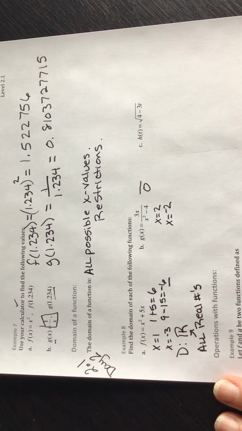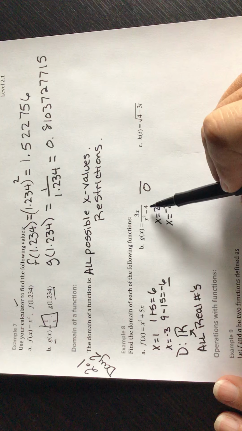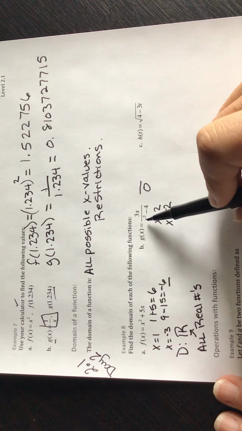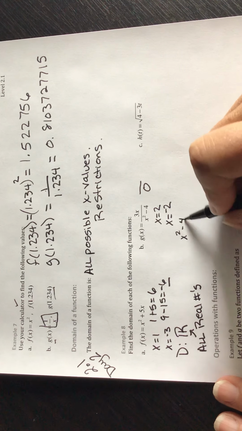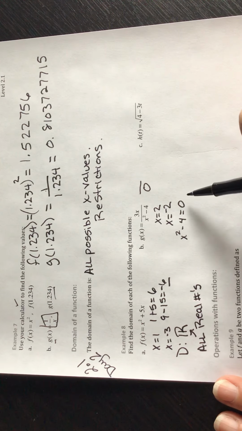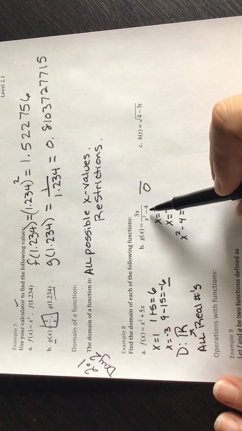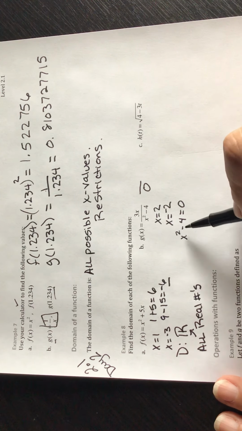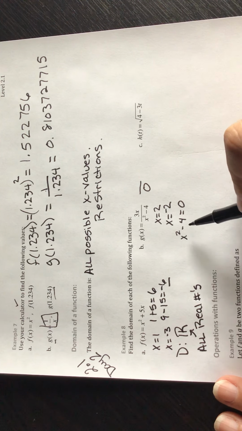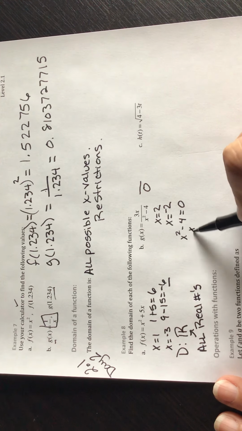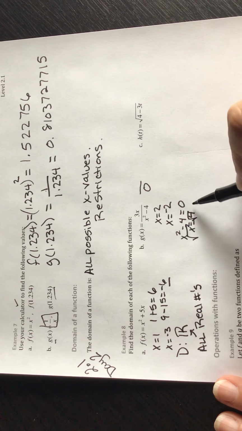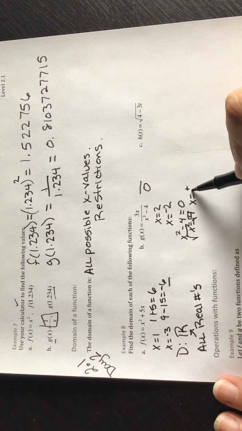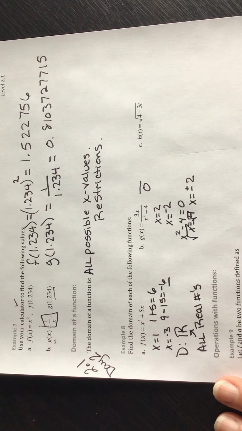So really what we want to do here to find those restrictions is set the denominator equal to 0. If I say x squared minus 4 equals 0, this will tell me any values that would make the denominator 0. And I can solve this. I can either factor this, or I can just add 4 to both sides, and then square root both sides, and x would equal plus and minus 2. So these would be the restrictions on this function.